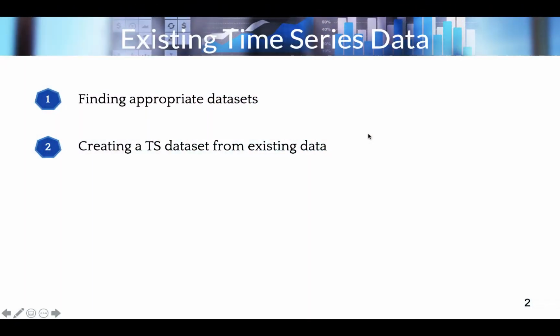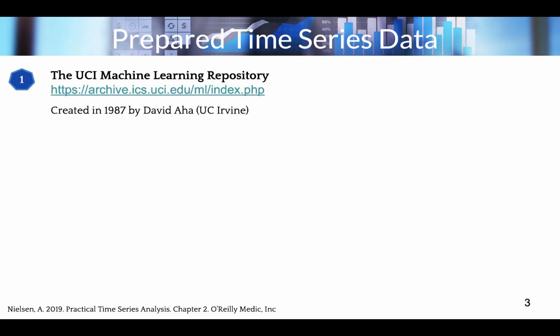This week we'll start by identifying sources of existing time series data and preparing data that was not originally designed for time series analysis. The first repository that we can look at is the UCI Machine Learning Repository. The initial repository was created as an FTP archive in 1987.